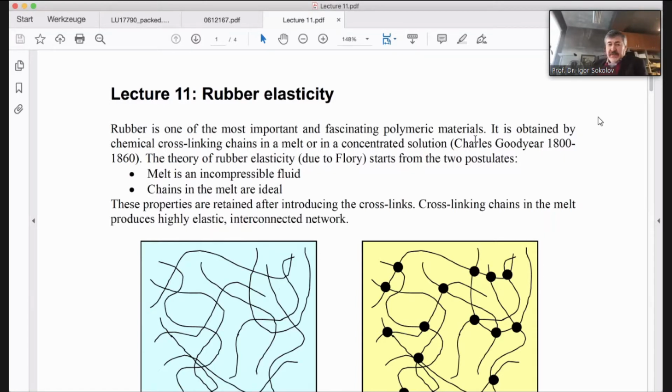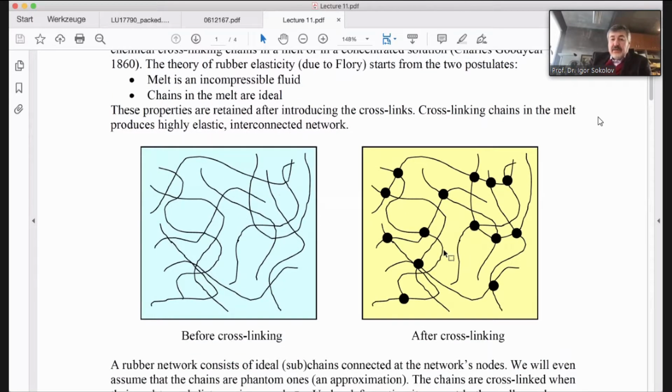Essentially it's a fluid. And now we introduce the cross-linking, in which we at random connect different parts of the corresponding molecules so that they cannot easily flow or easily move along each other's contour.